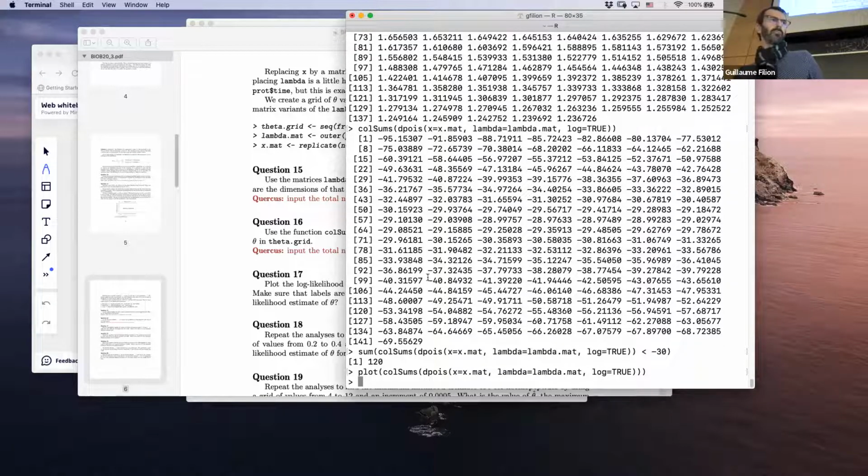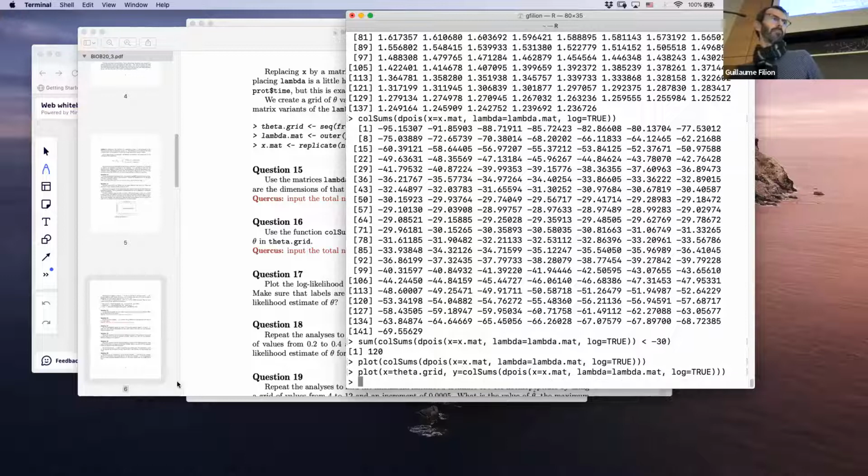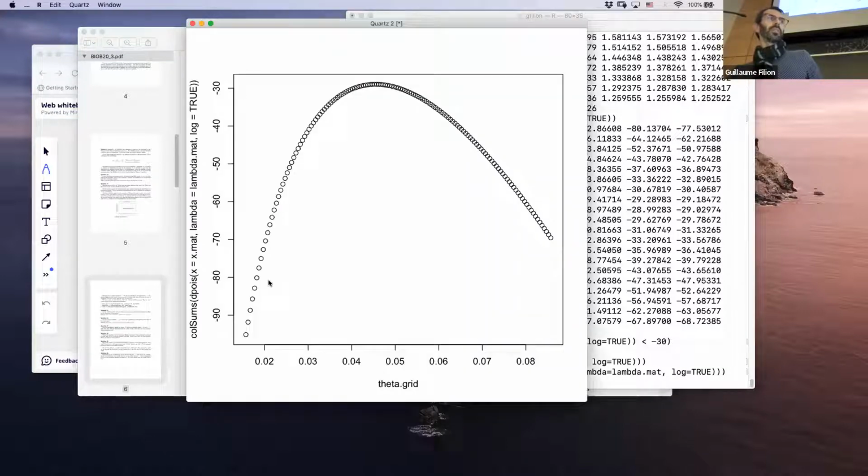I'm just plotting that here. Well, I need to say x and y. So x is theta.grid, and y equals that. And the result is that. Okay, so you're going to make a nicer plot with type equals L, but I have no time to show this, but you see that there is a particular value of theta here that wins the computation.